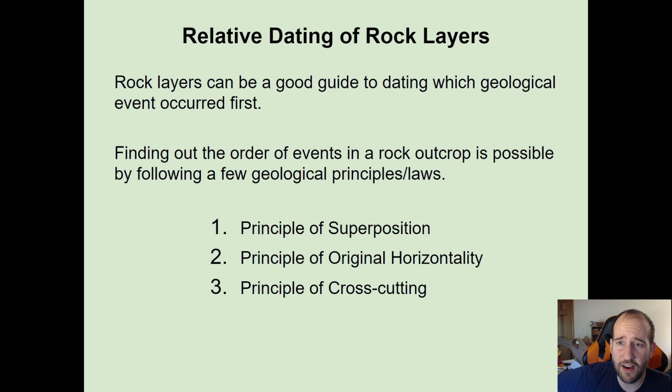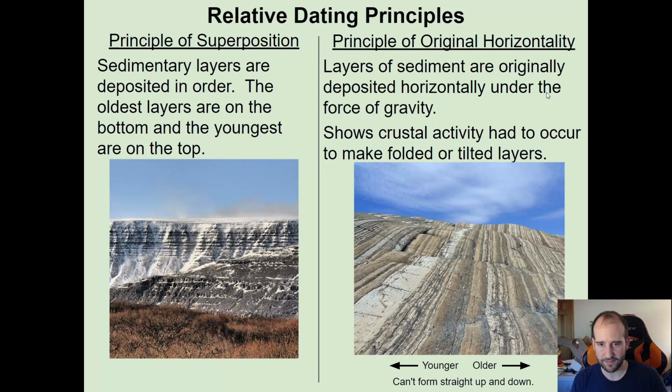So rock layers can be a good guide for dating which geological event occurred first. Finding out the order of the events in the rock outcrop is possible by following a few geologic principles and laws. So we're just doing three to five or so principles. These are the main three that I'm going to highlight for you: the principle of superposition, original horizontality, and cross-cutting.